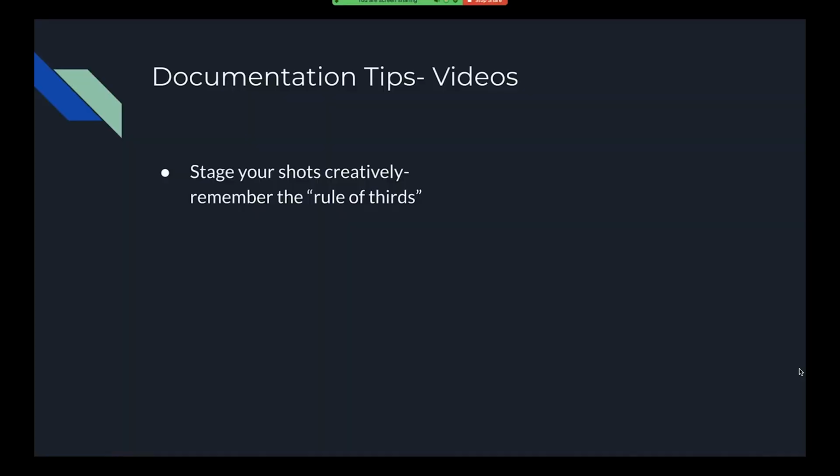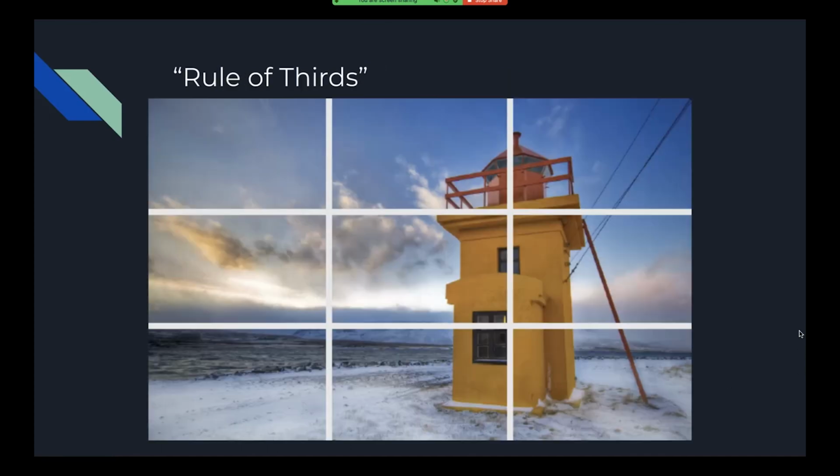Also, remember to try to stage your shots creatively. Remember the rule of thirds. So, the rule of thirds is a simple rule used in photography and video a lot. Basically, it breaks up your screen or image into 9 little squares, right? So, 3 sections of 3.